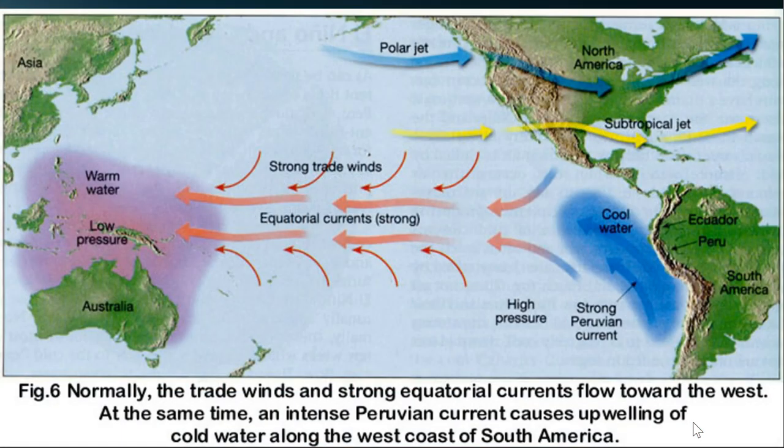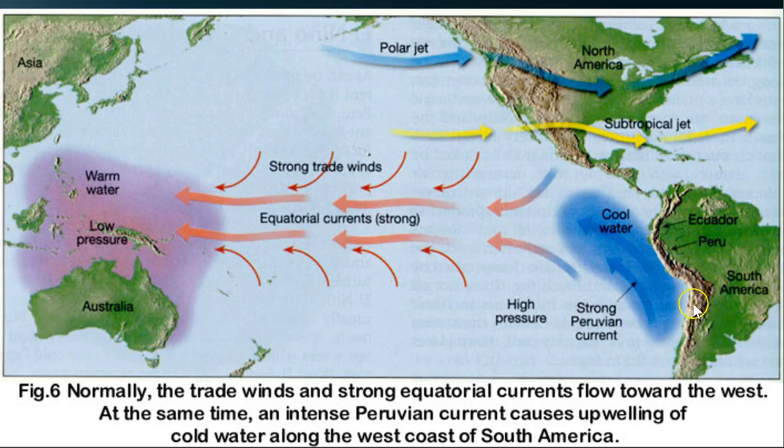First of all, the normal structure, right, of everything, the normal system is that you have strong trade winds. They create strong equatorial currents. Those strong equatorial currents push water over here, right, to the western side of the Pacific. And so what that means is that you get low pressure and warm water piling up around Indonesia, Australia, right? And this results in the monsoon season, by the way.